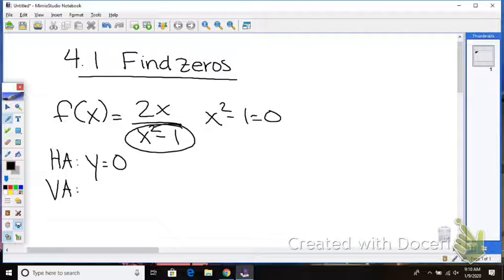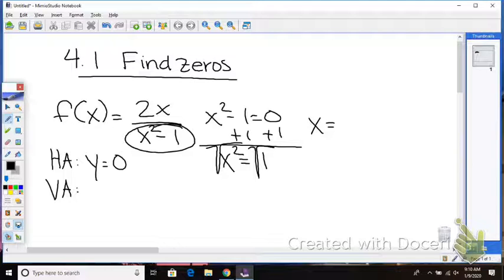You would factor x squared minus 1, but I'm going to show you another way you could solve for x. When I don't have another x, just x squared and a number, I can get the x squared by itself. So I have x squared equals 1. How do you undo a squared? Square root. Here's what you have to do when you're square rooting, though. If you get x equals, what's the square root of 1? 1.